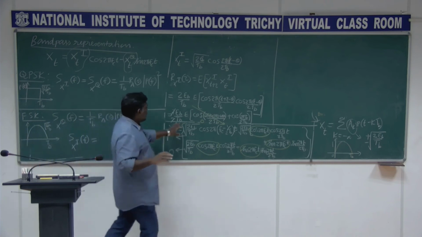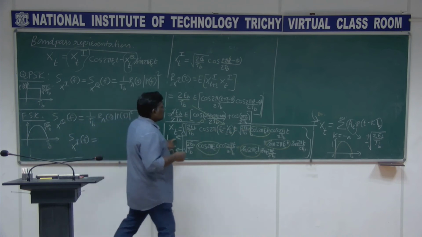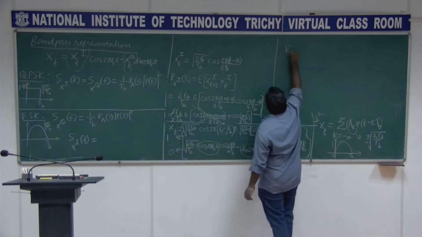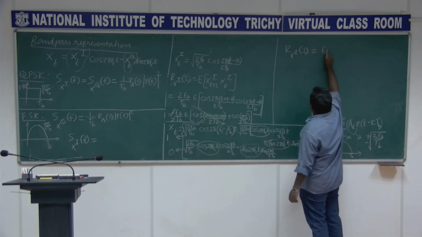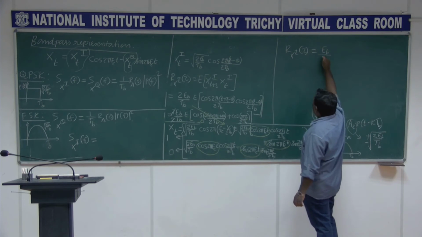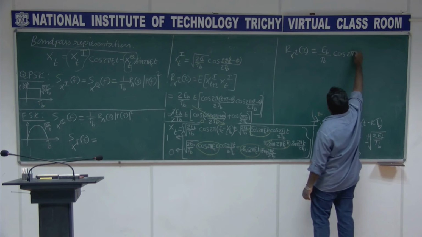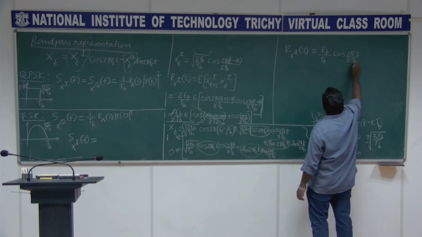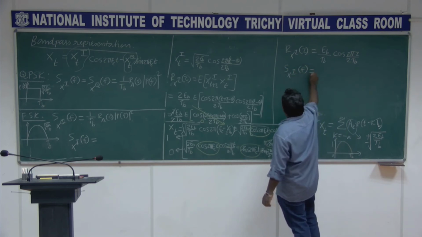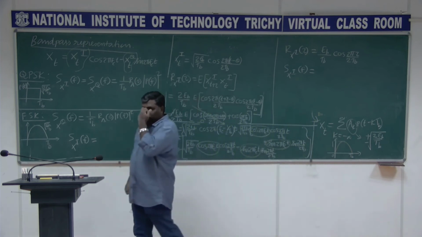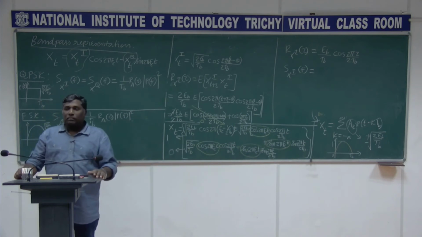What is more important is the second term that does not have theta, the expectation of constant, and hence the result, xi of tau, is simply Eb by Tb cos 2 pi tau by 2 Tb. And that is the reason I told you your spectral density is going to be an impulse, because it is cos pi tau by Tb.